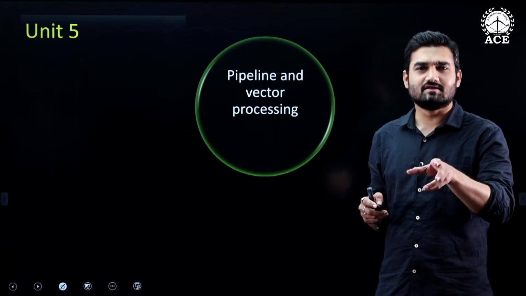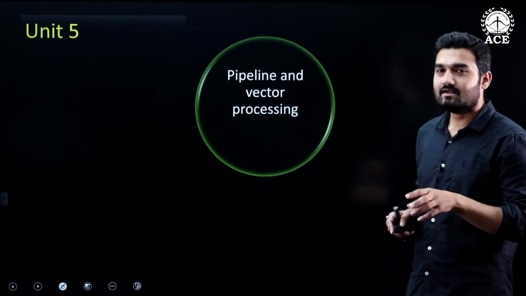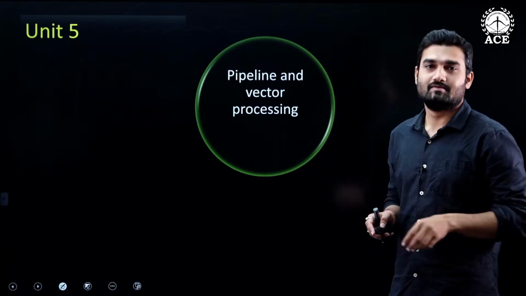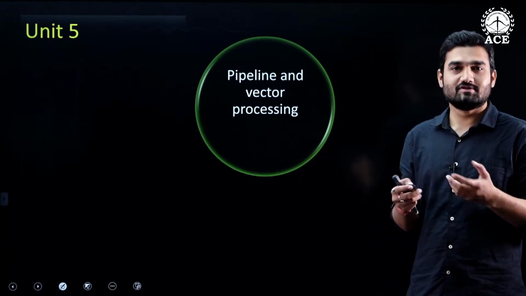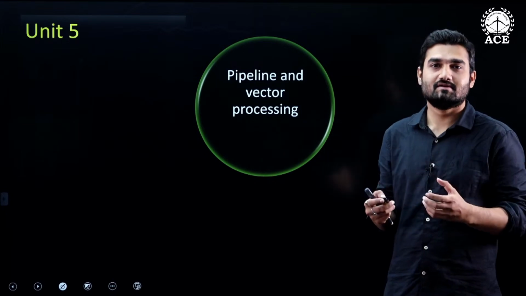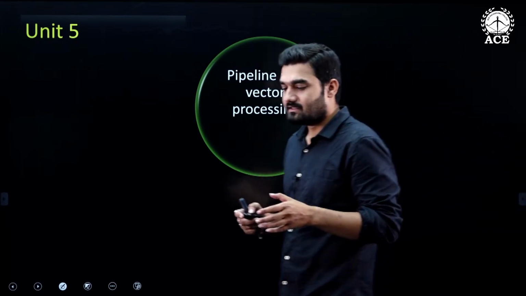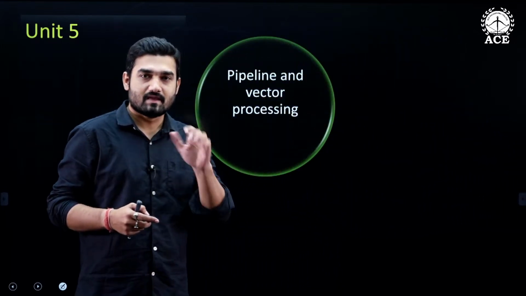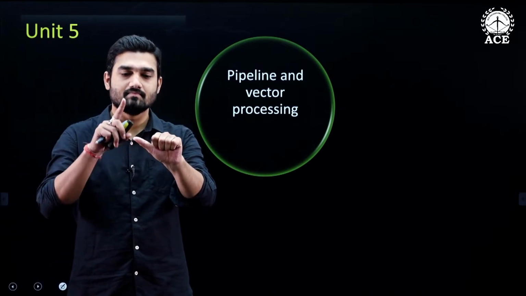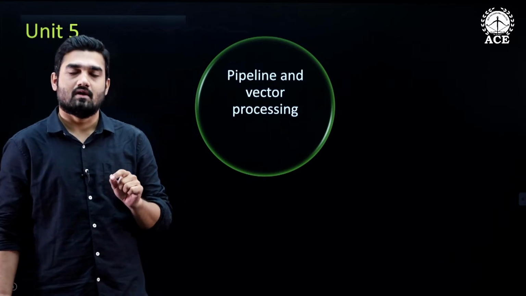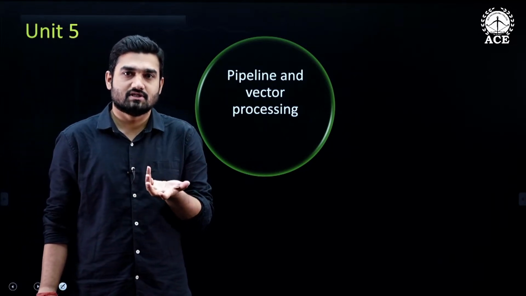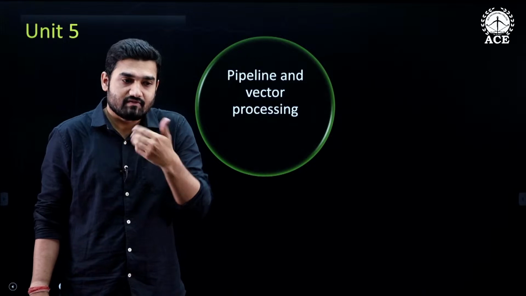How are we enhancing, sir? There is a topic called pipeline and vector processing. In pipeline and vector processing, we will learn how to enhance the process, how to enhance the processor. Now after that, the moment we learn this particular topic, in our hand, what is there? Organization part we came to know, architecture part we came to know. We have enhanced it also.